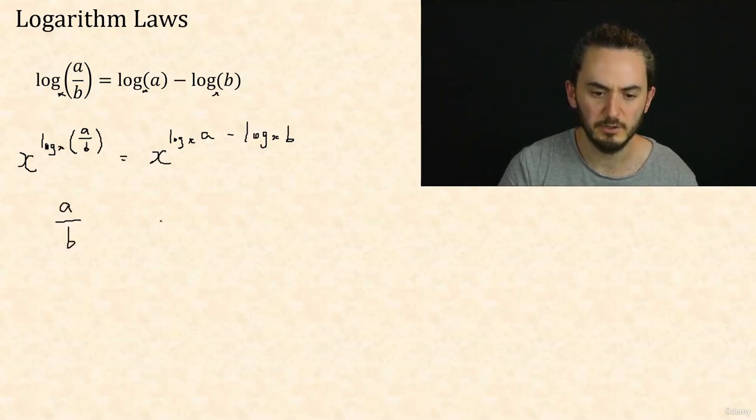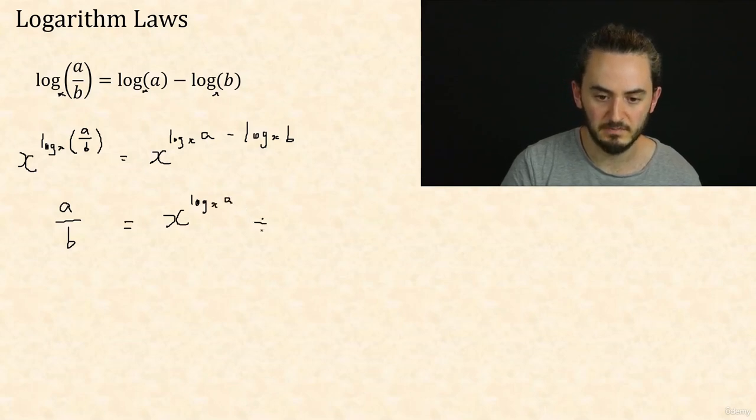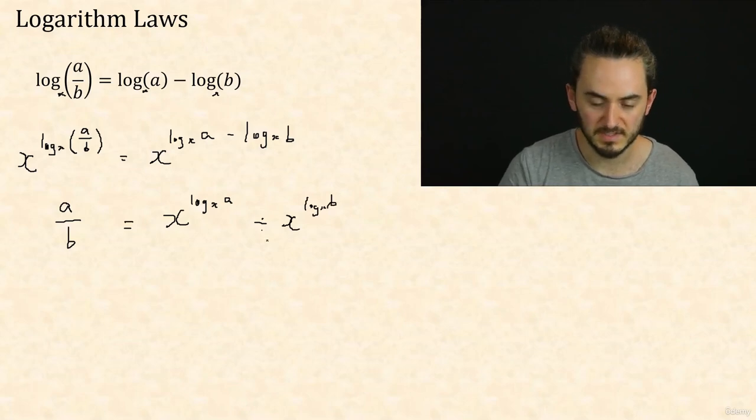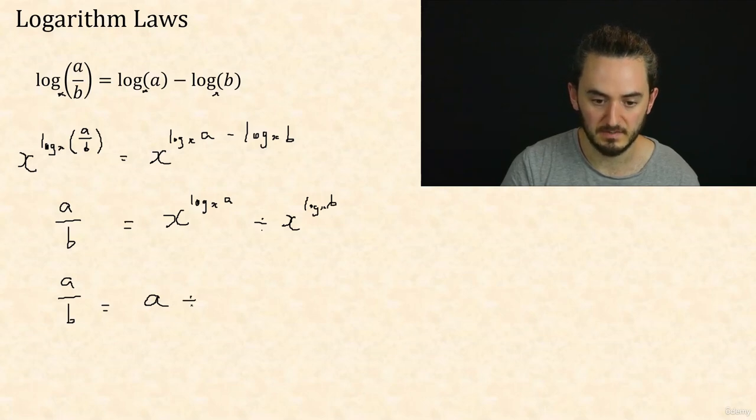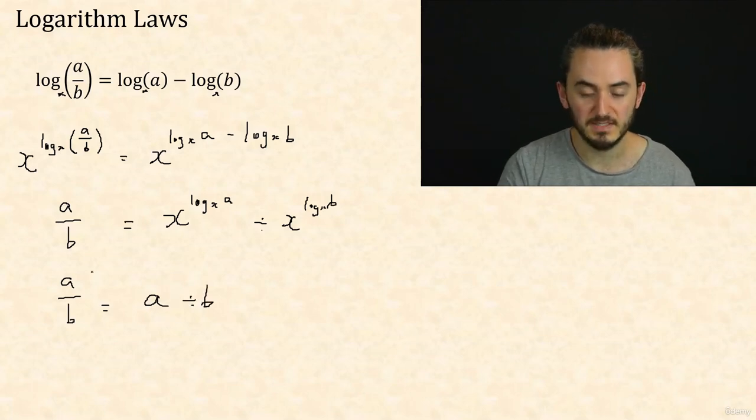Now what about this? Well, indice laws say that if you're subtracting powers, that's the same as x to the power of the first term divided by x to the power of the second term. So that's another much loved indice law. What have we got on the left hand side now? Well, x to the power of and log base x just cancel, and we're left with a, and for the same reason we're left with b here. And indeed, a divided by b is a over b.